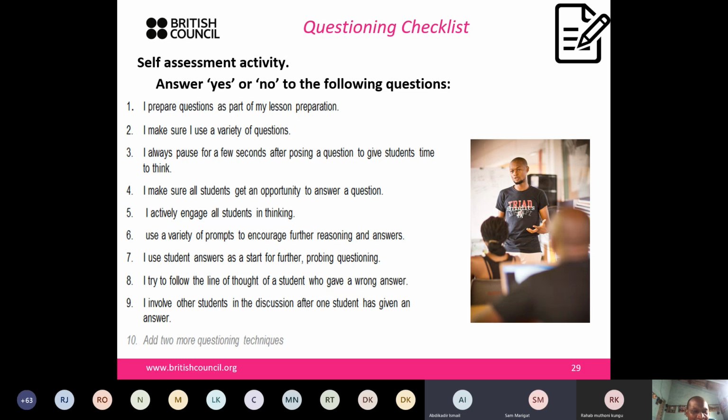Then number 6, you use a variety of prompts to encourage further reasoning and answers. When you ask a child a question, do you tell them, tell me more? What do you mean by that? Yes, yes, yes. We have a number of yeses. There are 7 now, 8.